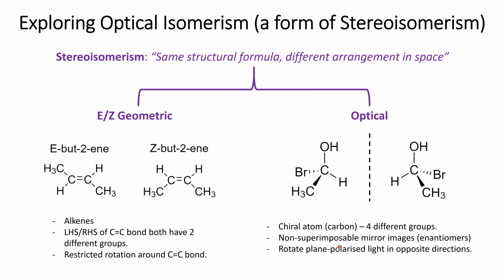We can call these optical isomers non-superimposable mirror images or enantiomers, and a key feature of optical isomers is that they rotate plane polarised light in opposite directions. Let's explore optical isomers more.